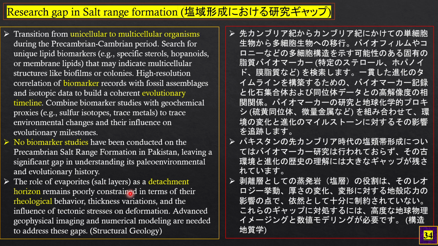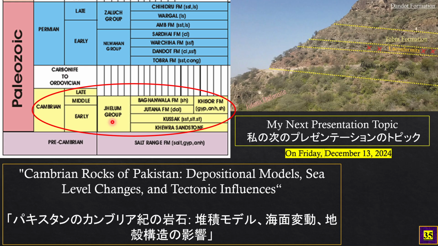The role of evaporite is the structural geology gap: the detachment and the rheology thickness. The major question is what the tectonic stresses and deformation are. So this is the gap in structural geology. These two are the sedimentary and paleoclimatic gaps, and this is the structural geology gap, which are present in the Salt Range formation, and if a future student works on them, it will be good for them.